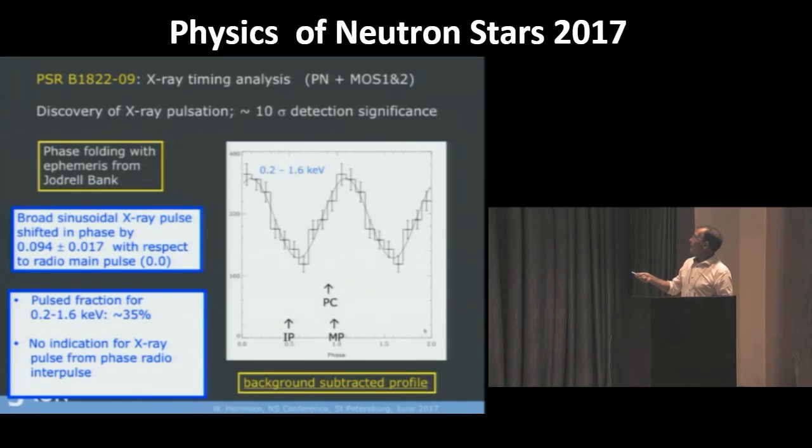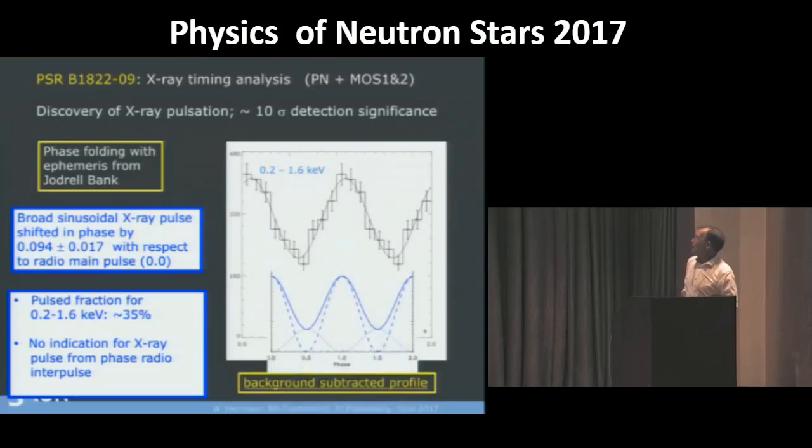And we don't see here, let's say, structure at the interpulse. But that is not strange, because you should realize if they both emit, and one is strong and one is weak, it sums up to this profile. So it doesn't tell us that we don't have emission from the interpulse.